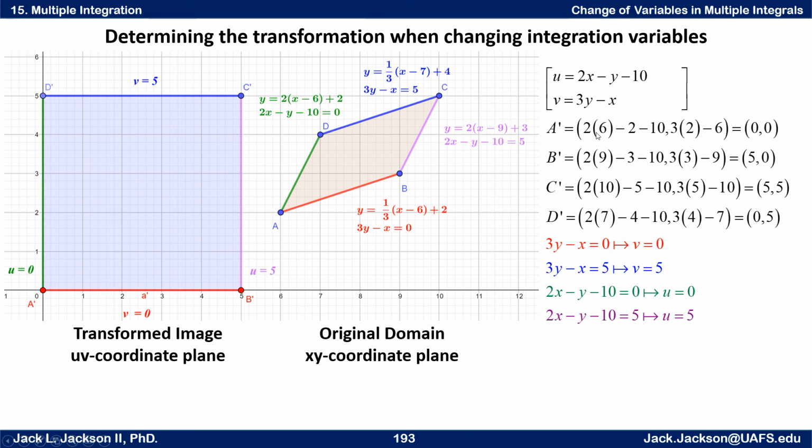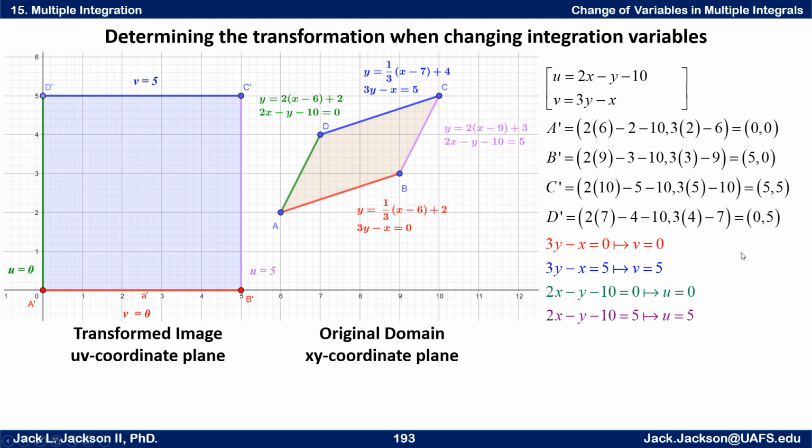And just double check the endpoints here to make sure how far out we go everywhere. A prime, the image of A, would be to take these formulas and plug in A's coordinates, which are 6, 2. 2 times 6 minus 2 minus 10 is 0. And for v, it's 3 times y minus x: y is 2, x is 6. 3 times 2 minus 6 is also 0, so that maps where we want it to.